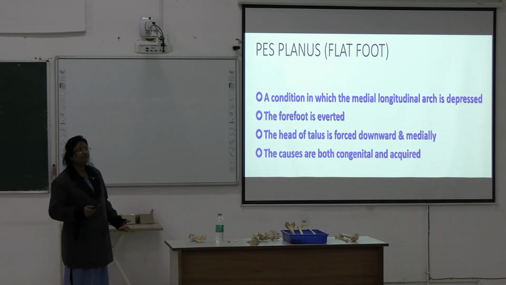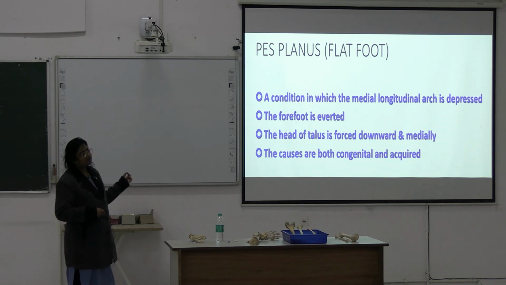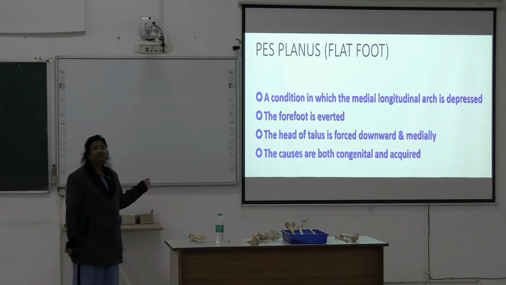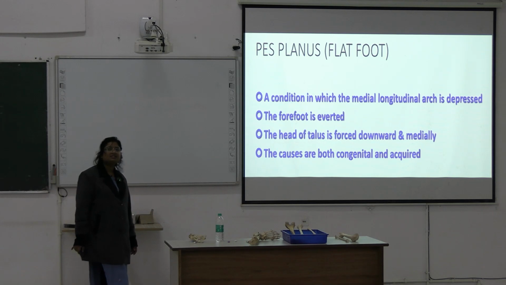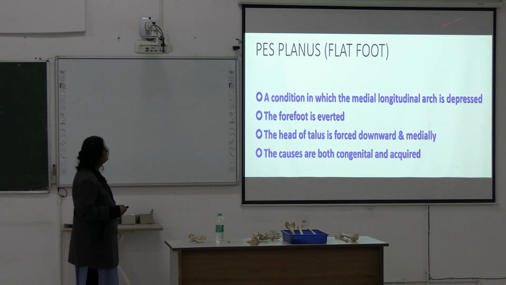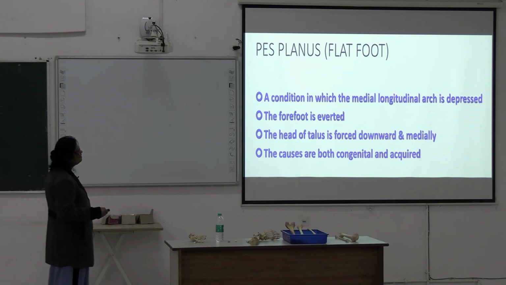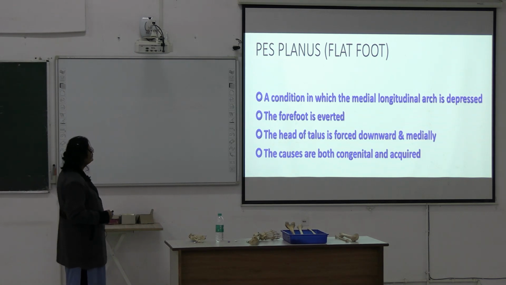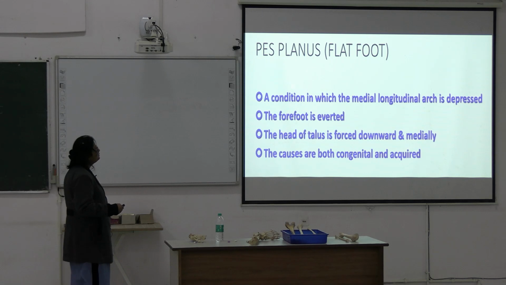This is important for a long question, and all these clinical aspects are also important. They come as a part of a long question, a 2 marks question, or individually as a short note, okay, understood. These clinical aspects are important. So, first is pes planus or flat foot, a condition in which the medial longitudinal arch is depressed, the forefoot is everted, and the head of the talus is forced downward and medially. The causes are both congenital and acquired. So, this is flat foot.